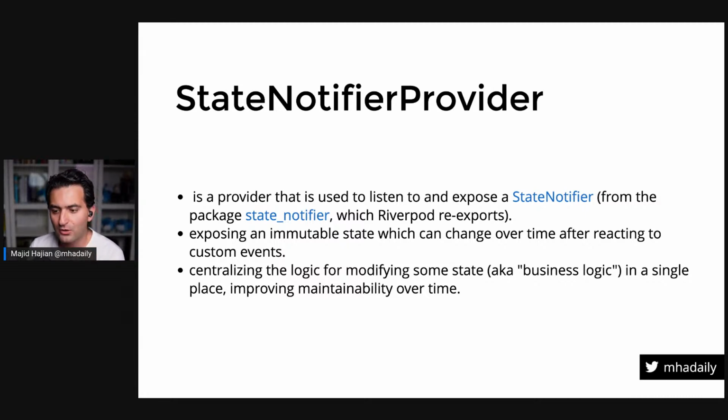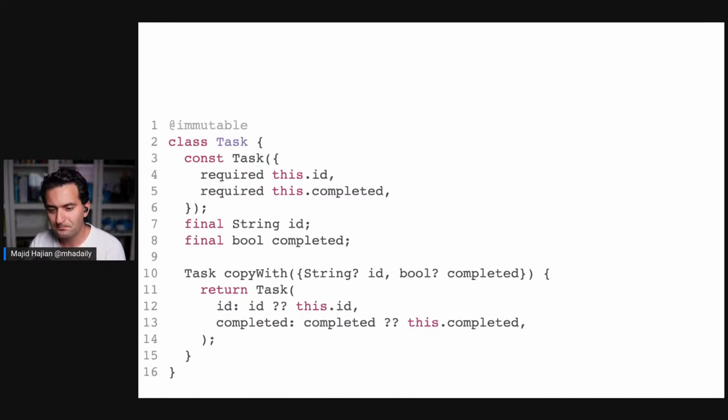So a state notifier is actually a package that you can check. It's very similar to change notifier, except that everything is immutable. So it's actually a very nice way of handling your state. Immutability is always a good thing in an application. And you can also have your business logic in this case. But let's take a look at that.